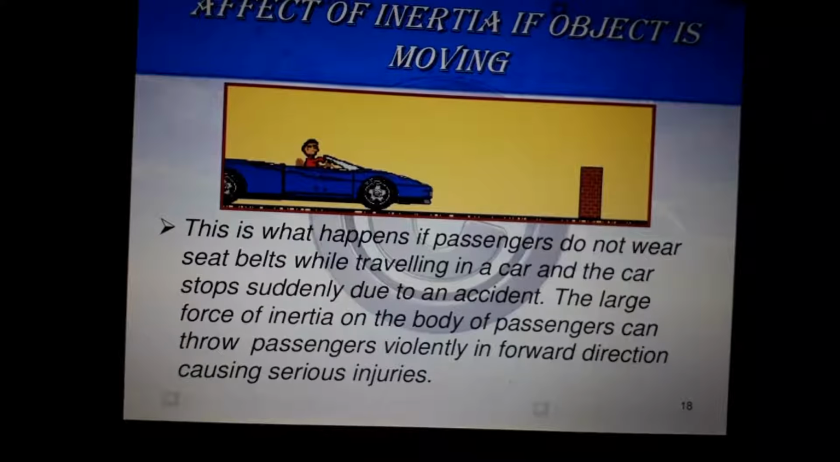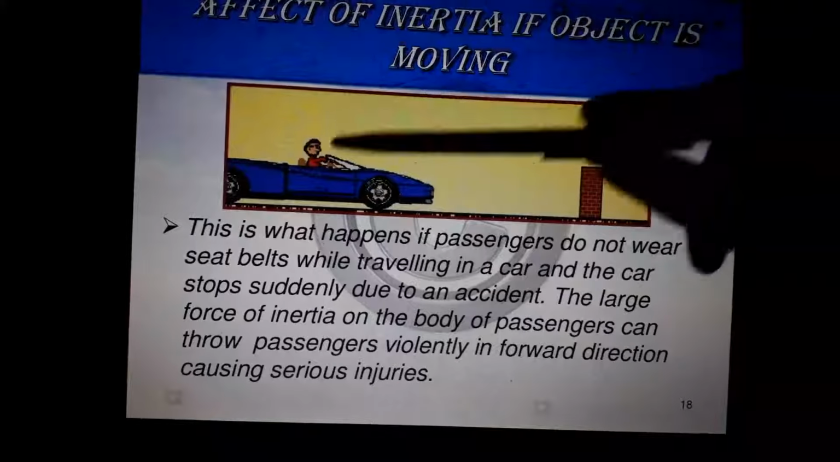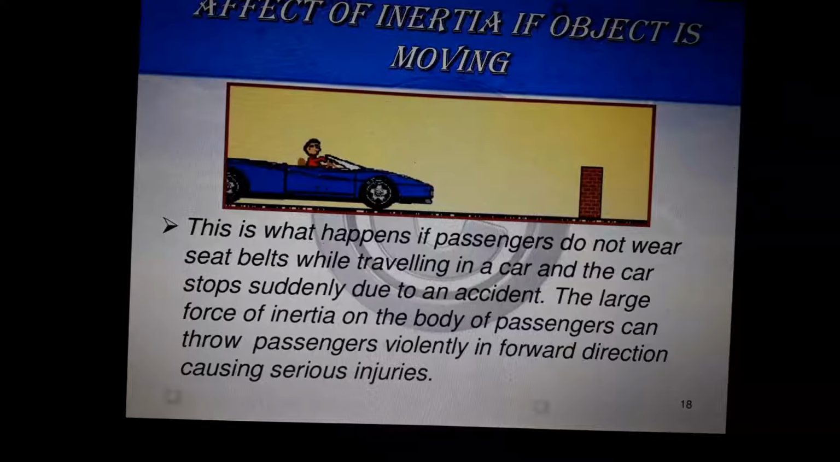Because of inertia, not only does a body tend to stay at rest, it also tends to stay in uniform motion, isn't it? It will try to continue this uniform motion. The car hits this brick and the car is at rest, but the body inside the car continues to move because of inertia, uniform motion. That's why during an accident we get wounded.